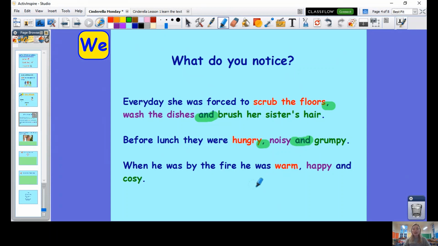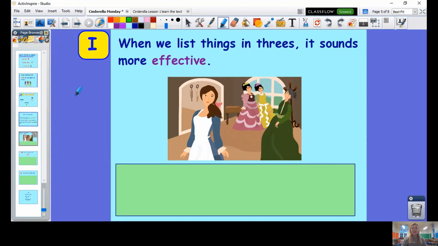When he was by the fire, he was warm, comma, happy and cozy. Now, when we list things in 3s, it sounds more effective, okay? So it really explains to the reader, the person who's reading your story, that this is a very important point and they need to pay attention. So if something's effective, that means it creates more of a reaction. The reader understands that it's very important.